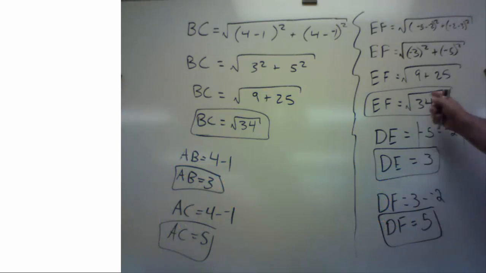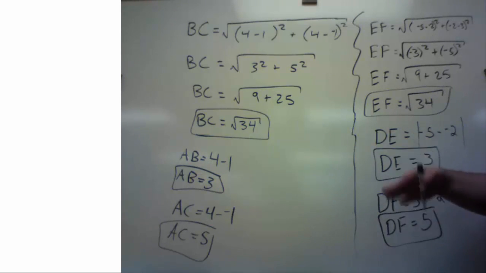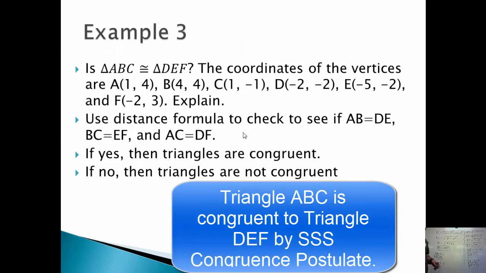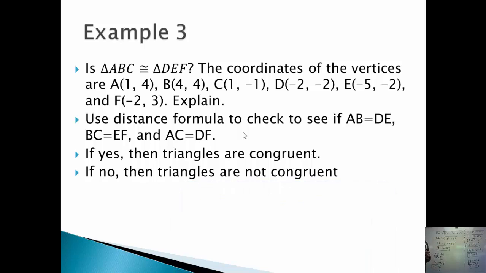So I look, square root of 34 equals square root of 34. 3 equals 3. 5 equals 5. Last but not least, I would say these two triangles have to be congruent by the side-side-side congruence postulate. If I don't say it, I've got a whole lot of work, but my conclusion is lacking. It doesn't carry the meat of the work.